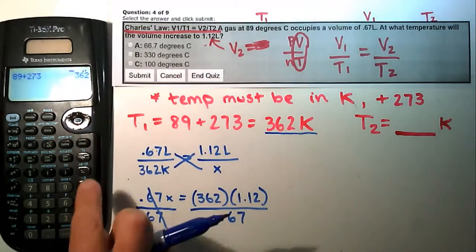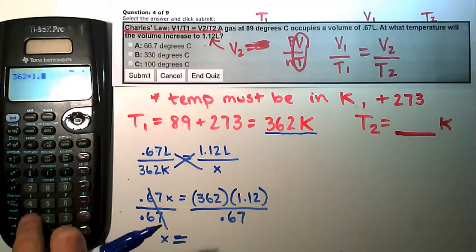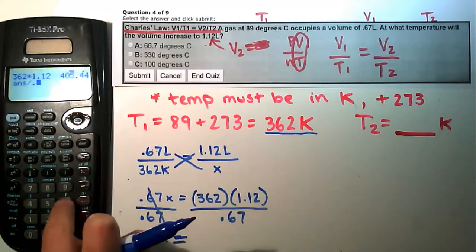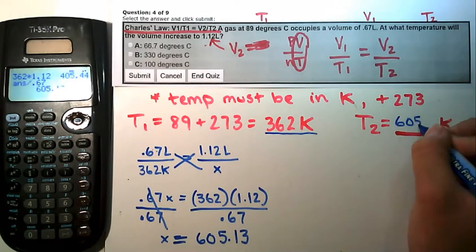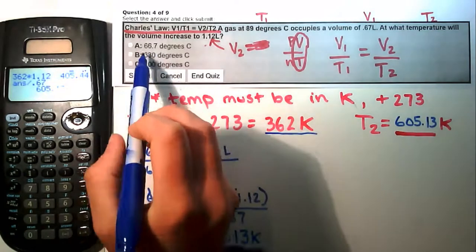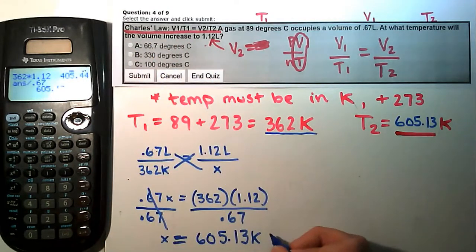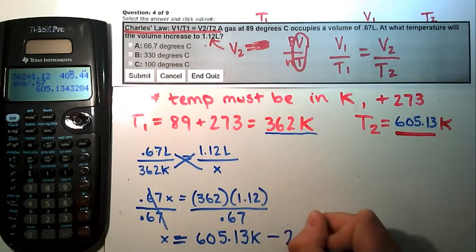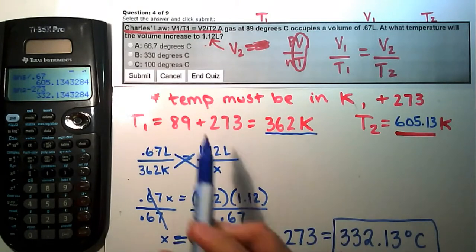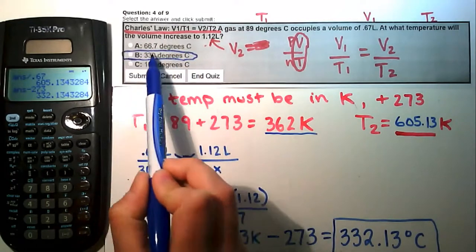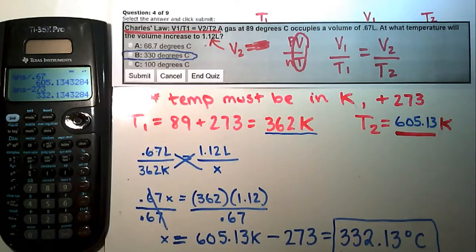Need some light over here so we can see our calculator. 362 times 1.12 divided by 0.67. When I did that, I got 605.13, and that answer is in Kelvin. To convert this back to Celsius so it matches one of my answer choices, I need to subtract 273. So 605 minus 273 will give me an answer in Celsius of 332.13 degrees Celsius. We're looking for an answer very similar to what we got. 332.13 is very close to 330. This answer is just rounded to 2 significant figures. So that is our answer to number 4.